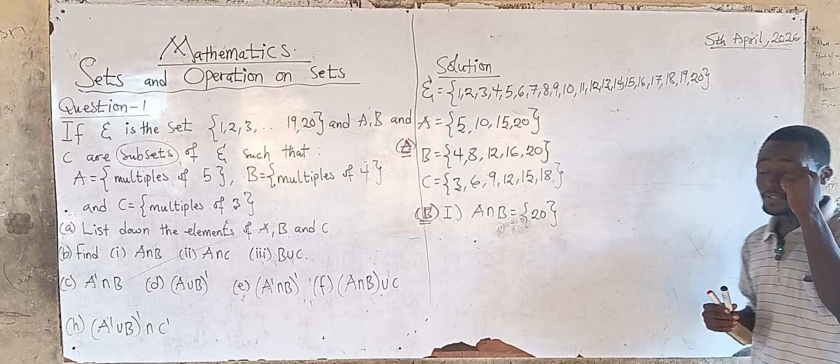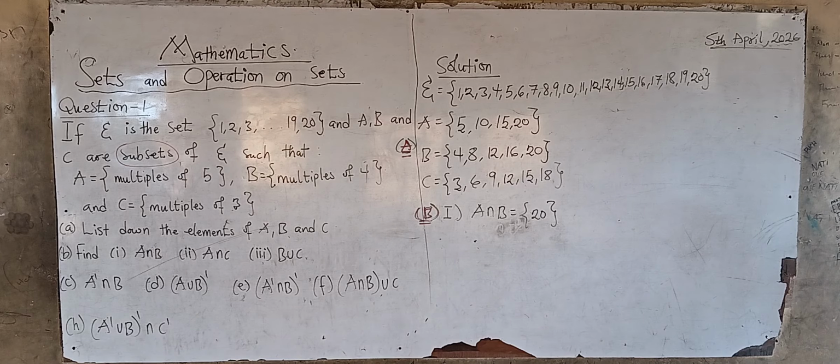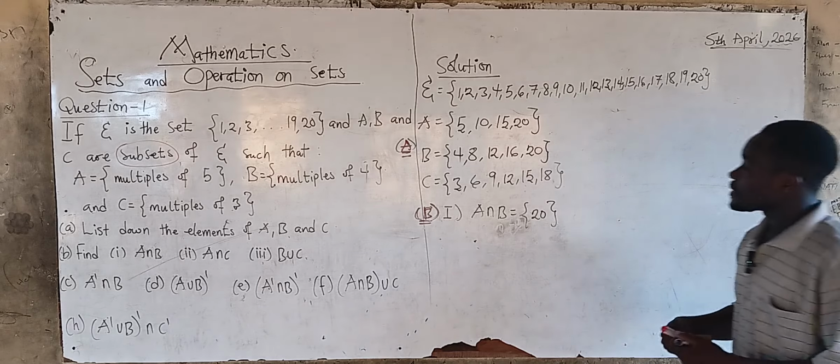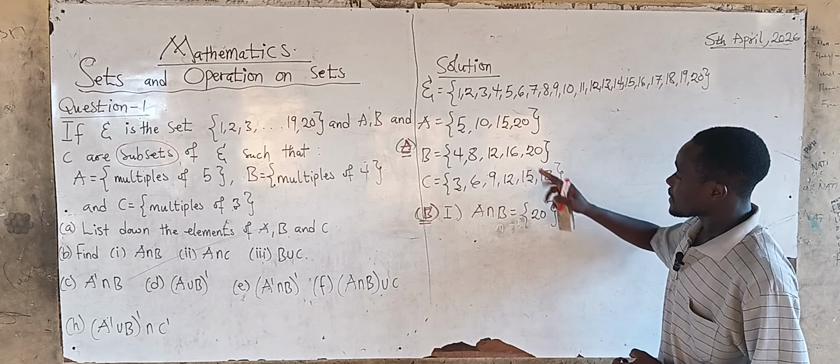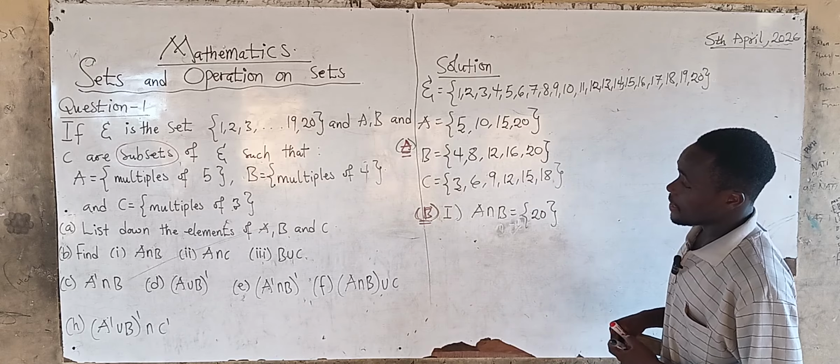I believe you are following. Very good. So as you can see, I have only 20 here and 20 there. So that becomes the intersection. Aside from that, I don't have any other element there again.